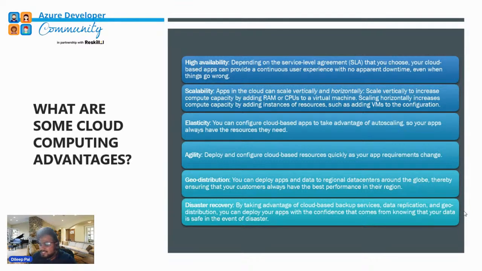Next, geo distribution. Geo distribution is basically, consider you have your data in India. What happens is it's not only in India, not only in the Indian data center. Your data can be replicated in multiple data centers. Why?